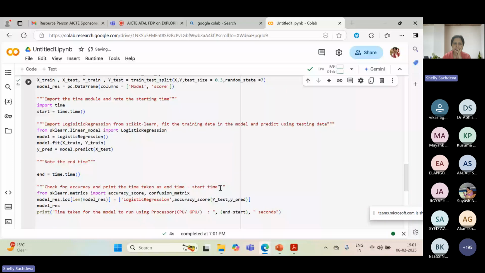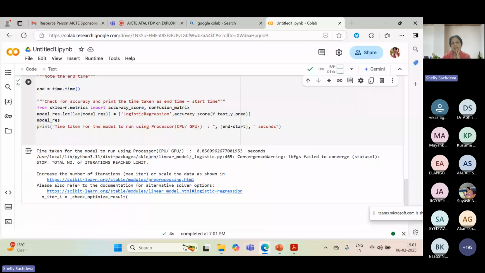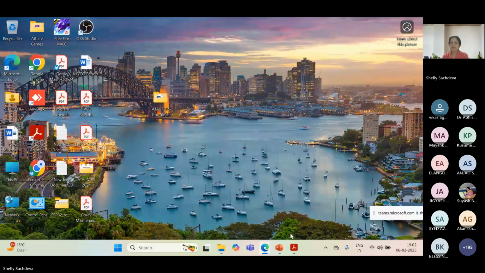Okay, so it says that the time taken for the model to run is these many number of seconds, right? And it tells about this thing. So we did the predictive analytics and we were able to apply the logistic regression, and then we noted the time, that in these many seconds we were able to get the results of the logistic regression. Now back onto my slides.